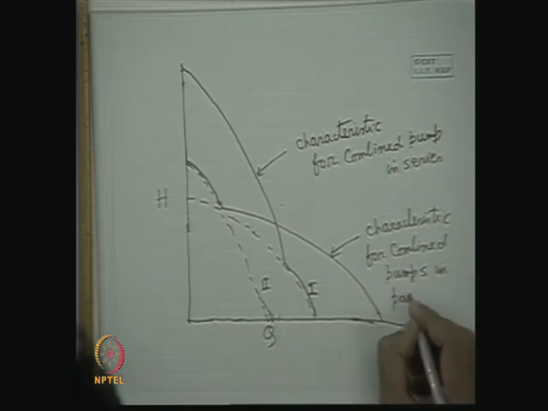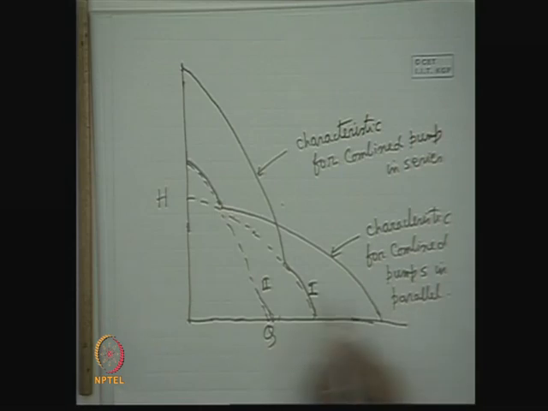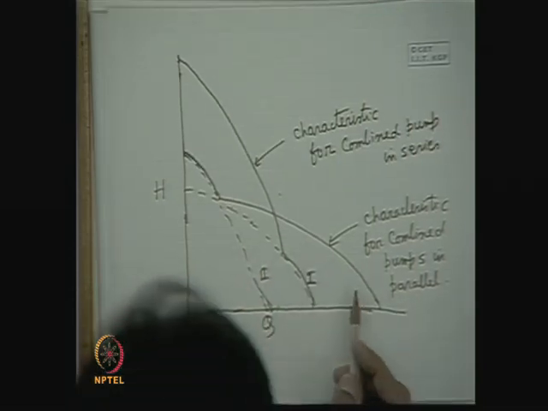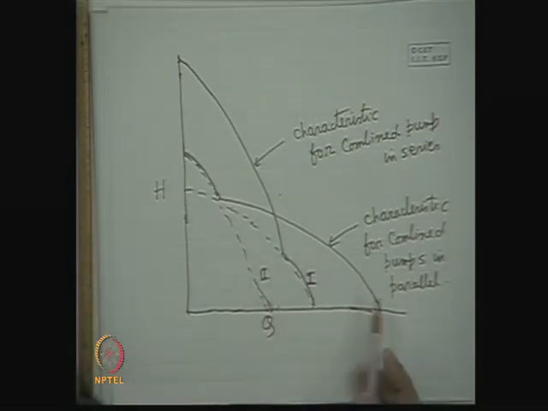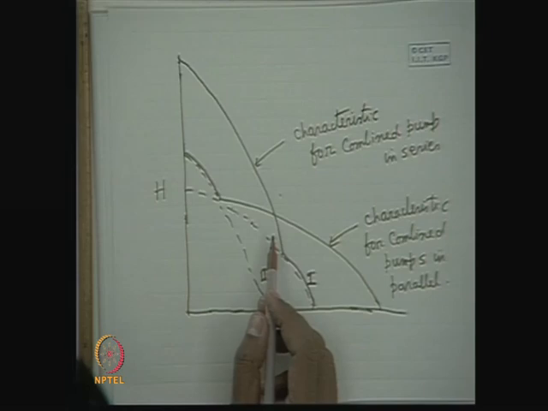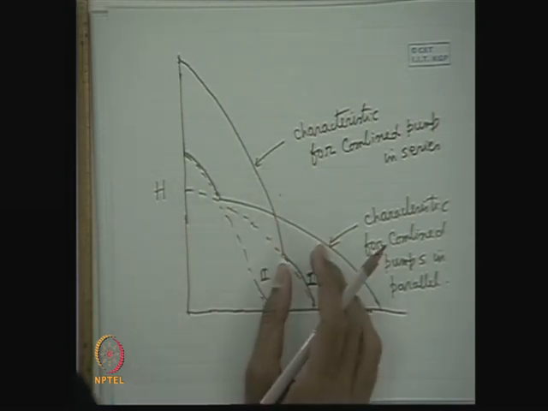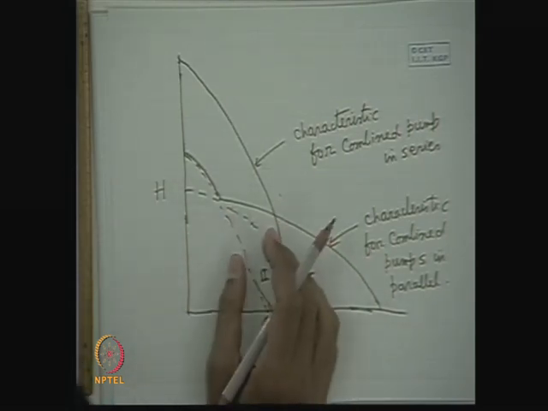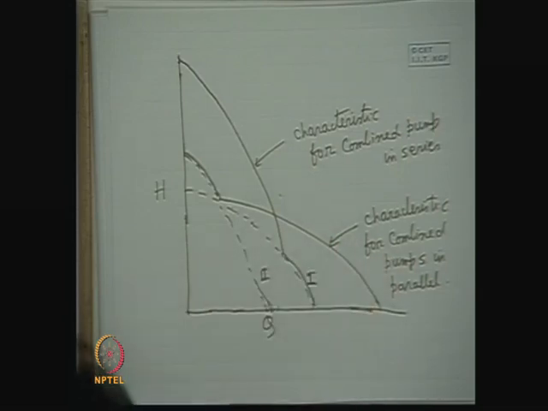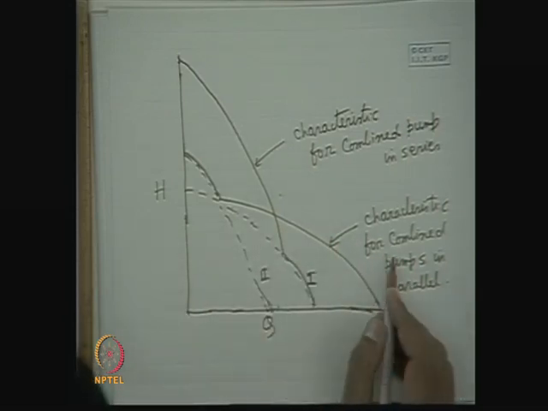So therefore, we see that the characteristics of multiple pumps, whether they are used in series or parallel, can be drawn in this way: by adding the heads at a given flow rate for pumps in series, or by adding the flow rates for all the individual pumps at a given head when the pumps are connected in parallel.